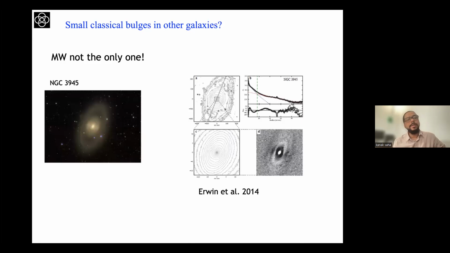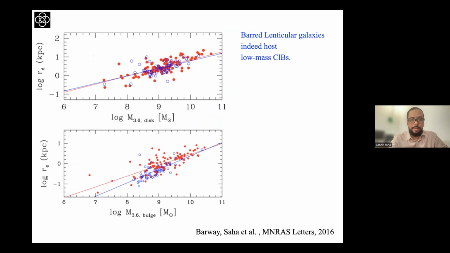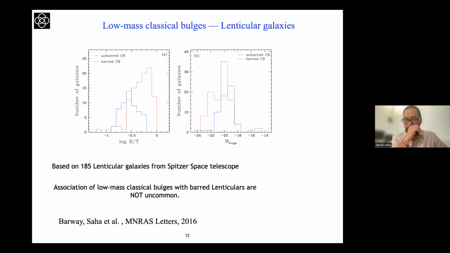Just to give an example, NGC 3945 hosts a bar, but it has a small classical bulge. We looked at that from the lenticular galaxy point of view, and from our sample of about 195 local lenticular galaxies observed using the Spitzer Space Telescope, we see that there is a tendency for the low mass bulges to be the host of the bars in lenticular galaxies. The bulges hosted by barred lenticular galaxies are low mass classical bulges, so unbarred lenticular galaxies seem to host a larger classical bulge. This was published in MNRAS Letters.